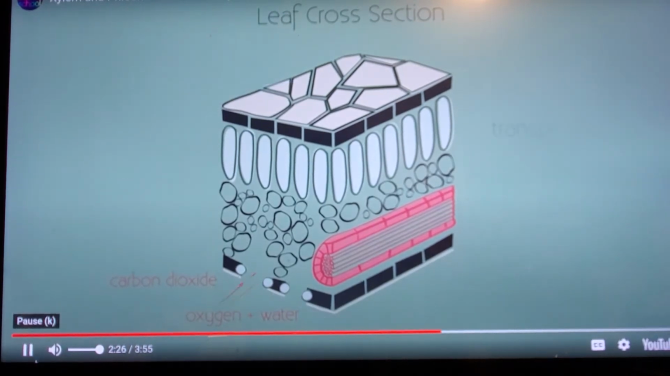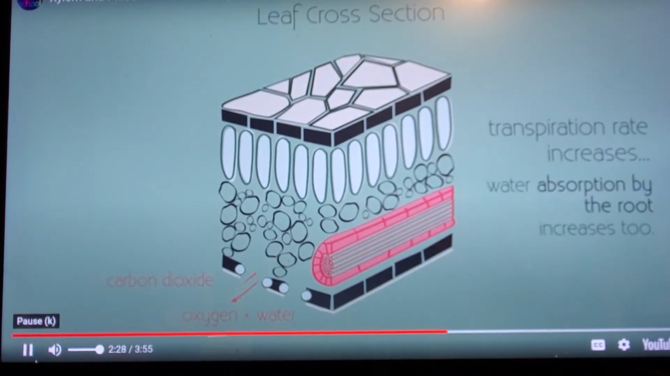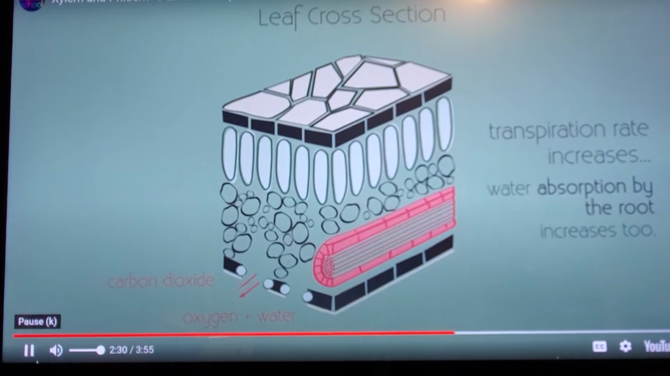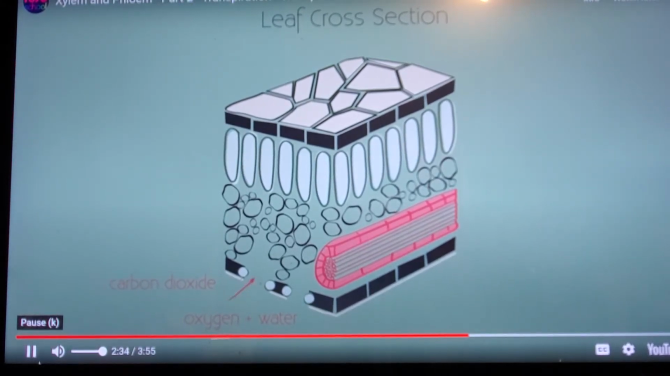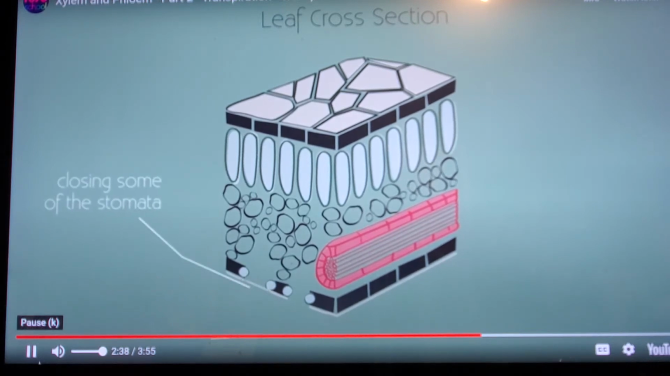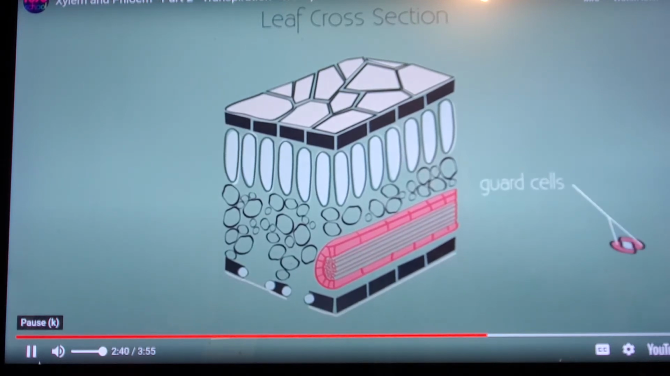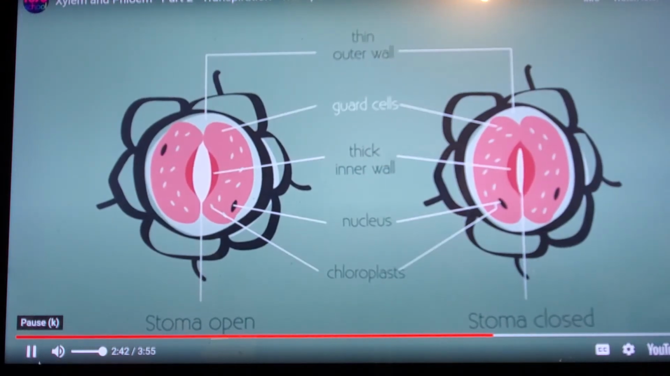If the rate of transpiration increases, then the rate of water absorption by the roots needs to increase too. When water is scarce, or if the roots are damaged, the plant needs to reduce its transpiration rate by closing some of its stomata. There are guard cells on either side of the stomata, which regulate this.